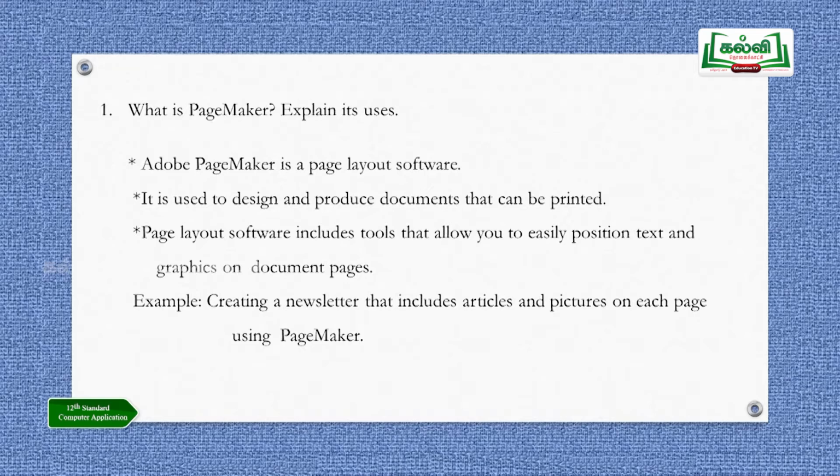We move on to the 3 mark questions. What is PageMaker? Explain its uses. Again, I am asking what is PageMaker? It is used for DTP. The main purpose is DTP: to design the pages and to design the text and images, how they appear in a page. It is used to design and produce the document before printing.